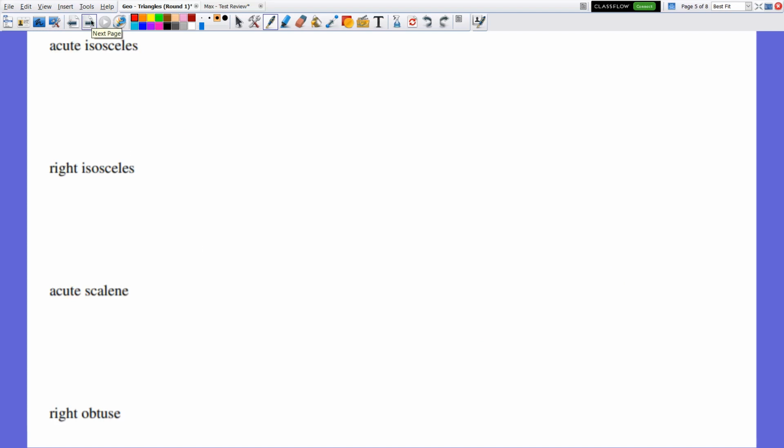Whenever we were going through this, you asked, can I draw it? I said, absolutely. So acute isosceles. All right, so all three angles are acute. Heck yeah, it's possible. We just looked at some of those. Right isosceles. There you go. Acute scalene.